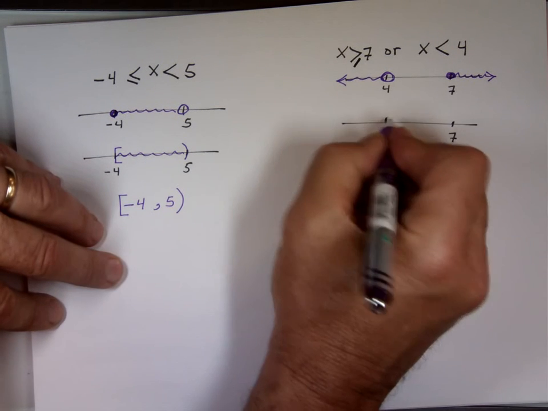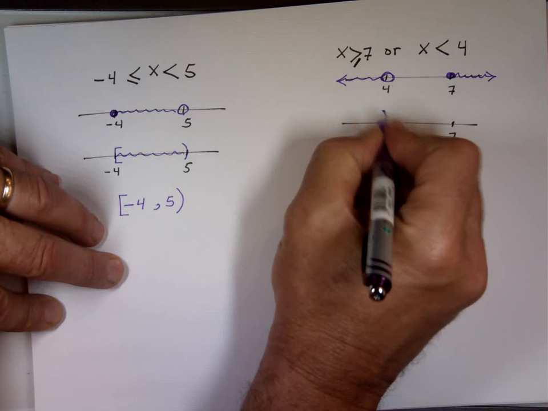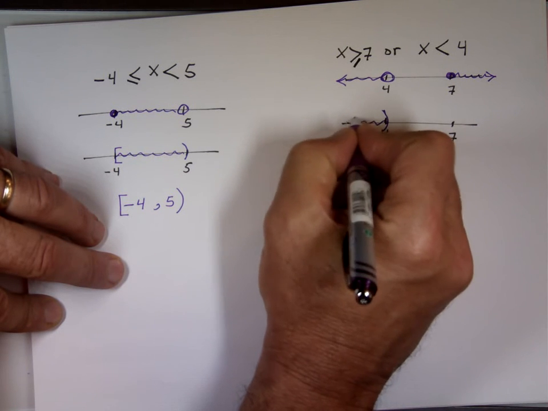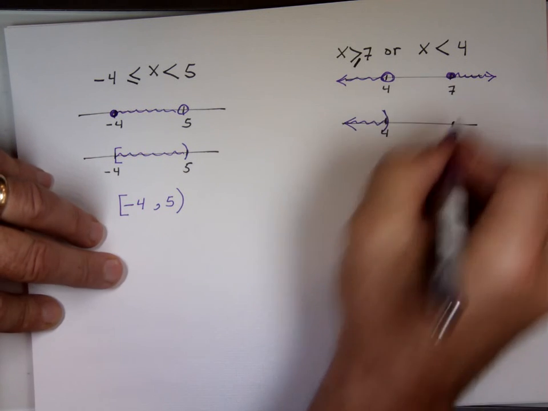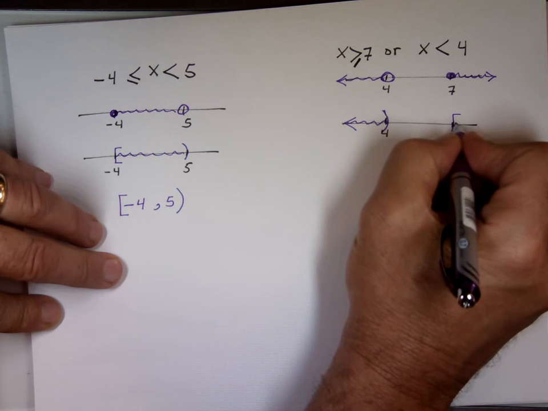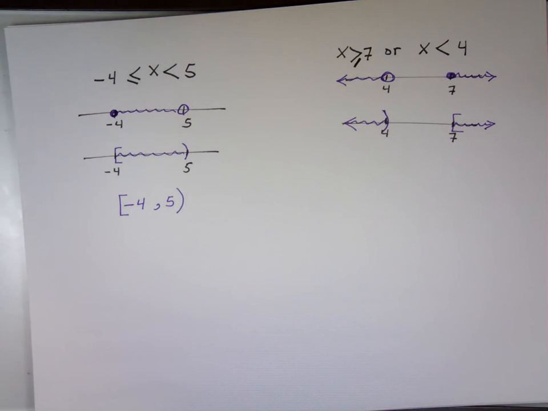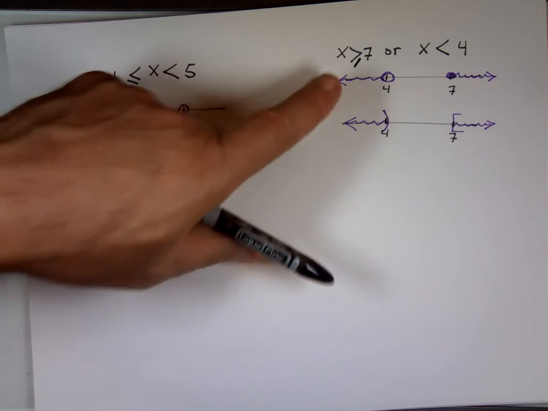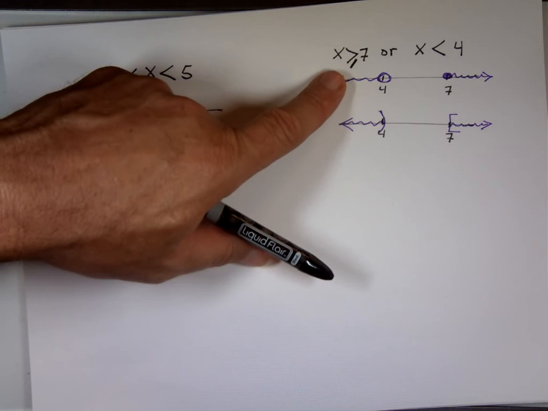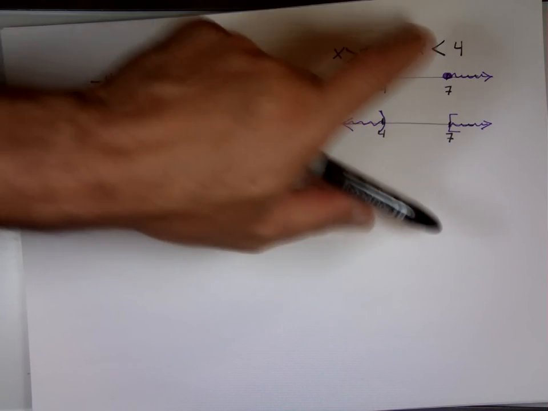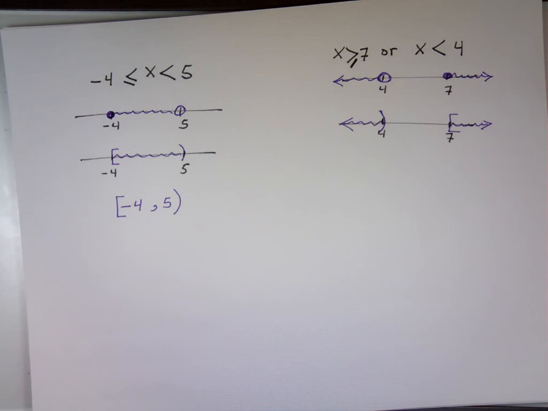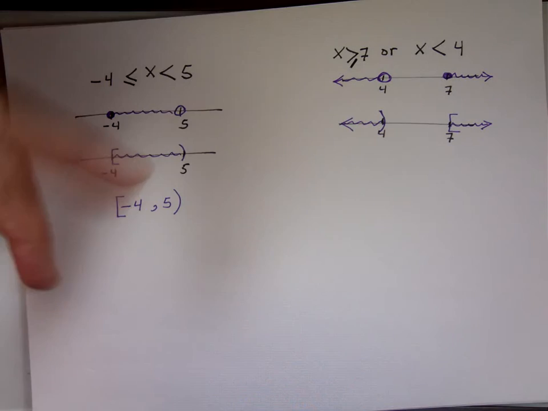So this is the 4, not the negative 4. There's no negative here. And there's the 7. Can't be in between them. In between them, x is bigger than 4 and less than 7. That's not what we're saying. X is greater than or equal to 7, or x is less than 4. And how do you write this in interval notation?